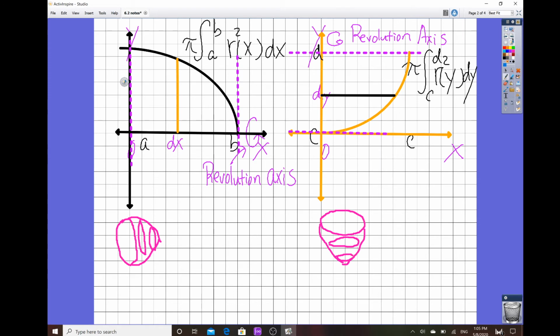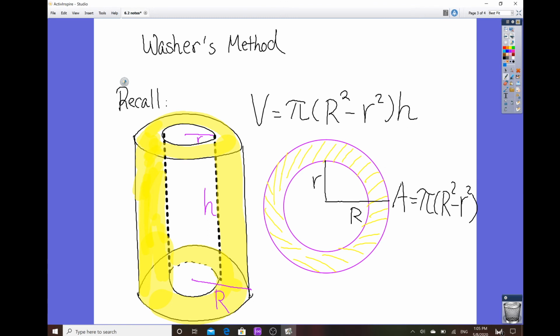Okay, so now let's see what else we have. The washer method is quite similar. Let's say you need to find the area of the shaded region for these two discs. The way to do it is pi times the outer radius squared minus the small radius squared. Let's say we have a paper towel and you want to find the volume of the yellow region, the solid here. The way to do it is V equals pi times the difference of capital R squared minus little r squared, times the height. That's the way to find the volume for the paper towel.